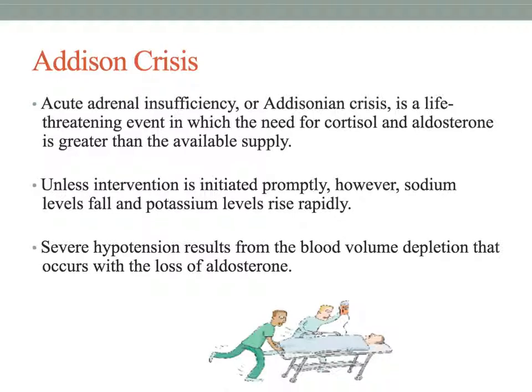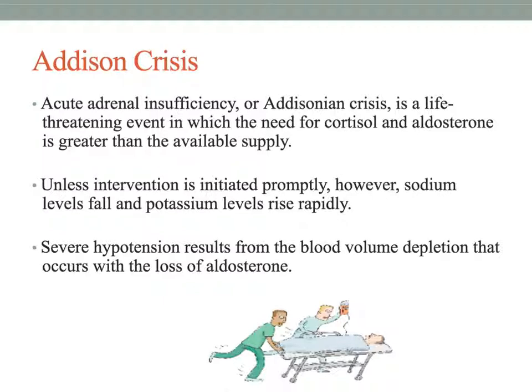Unless intervention is initiated promptly, sodium levels fall and potassium levels rise rapidly, and the patient could end in death. Severe hypotension results from the blood volume depletion that occurs with the loss of aldosterone. So the patient will have a low blood pressure, high potassium, and low sodium level, which can be a life-threatening situation. This can occur due to a very acute stressful event in a patient's life. It can occur when someone stops taking their steroids cold turkey. That's why we always educate people not to do that.